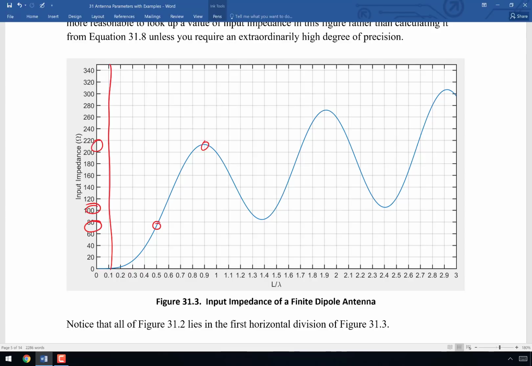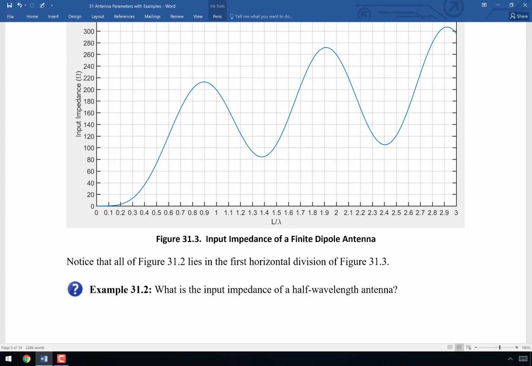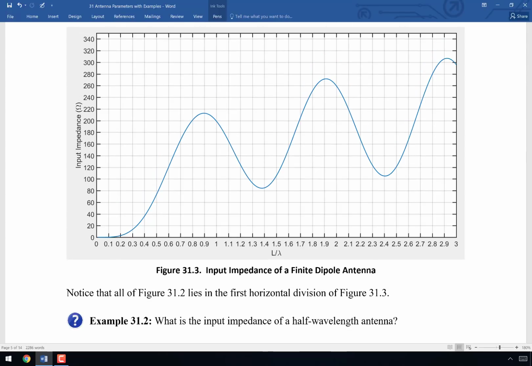So at least for our purposes in this class, I will encourage you to use this graph, and certainly in an exam or in the final exam setting, this is the graph that you should use. So now we're talking about things that are in the neighborhood of tens to hundreds of ohms. This is in our sweet spot. This is where we can put some power into it and get some power out of it.